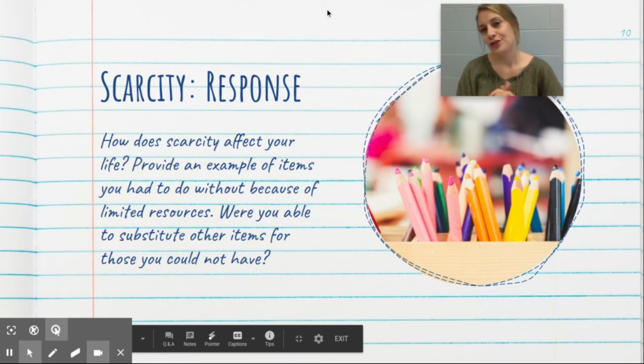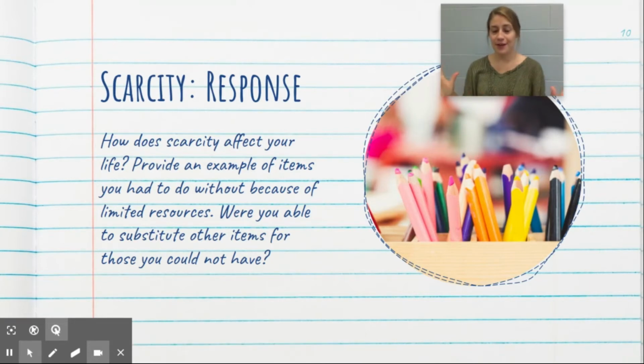So in your notebook, I want you to take some time and answer these questions. Pause the video so that way you have time to answer. And then draw a circle or a box around it just so I know where it is in your notebook. So I want you to answer, how does scarcity affect your life? Provide an example of items you have had to do without because of limited resources. And were you able to substitute other items for those that you could not have?